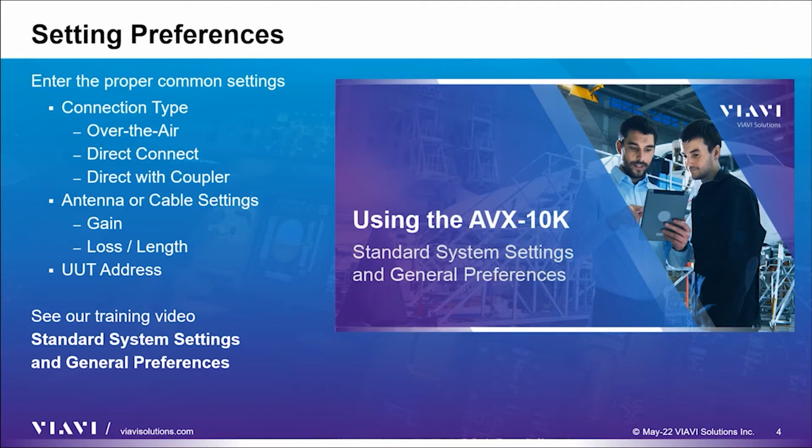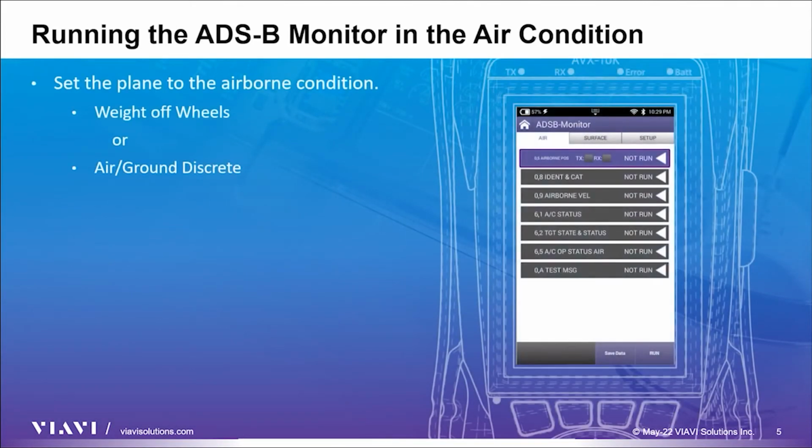Prior to running these tests, you should ensure that the aircraft's GPS receiver has established a 3D lock. If not, the transponder will not transmit its position message. Once you have all of the setup parameters entered, select the Air tab to load the airborne portion of the ADS-B monitor test. Ensure the aircraft being tested is in the airborne configuration before testing is initiated.